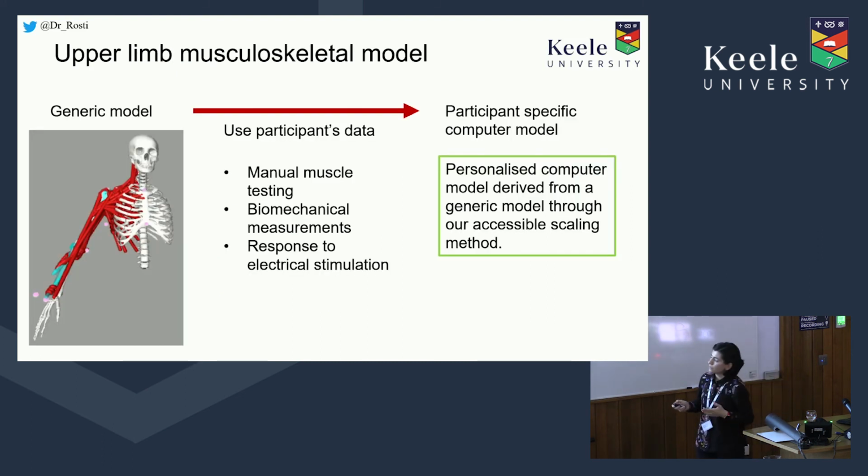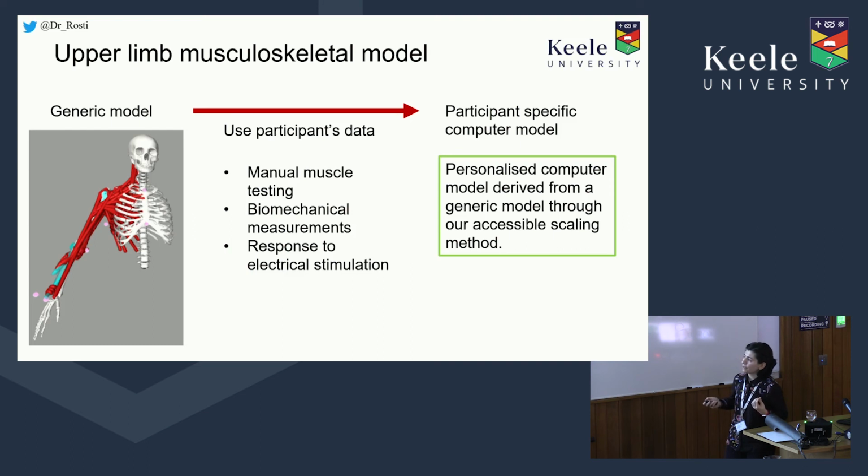So this is the process. I have a generic computer model. The lines represent the muscles of the upper limb. And again, we have to do quite a lot of simplification to make that model not too computationally expensive. And then I have this generic model, and I have to personalize it to each individual patient.